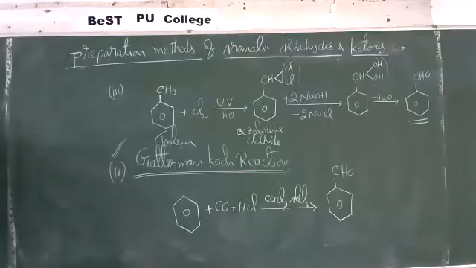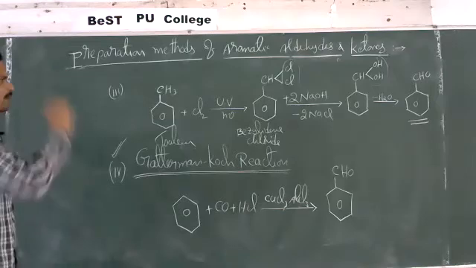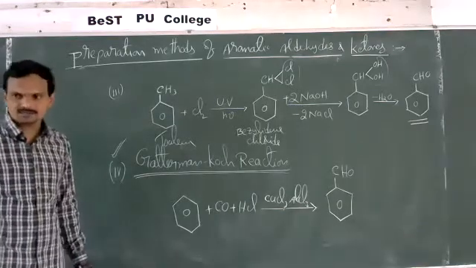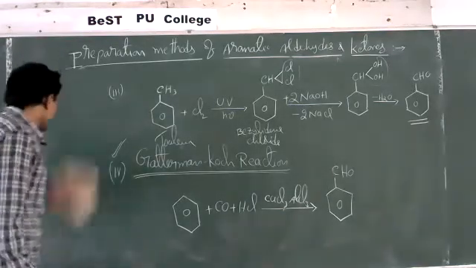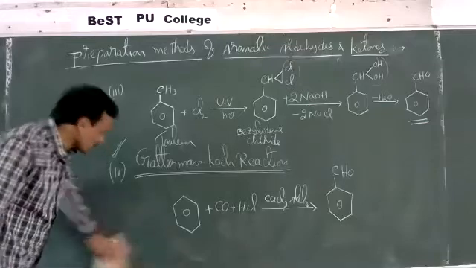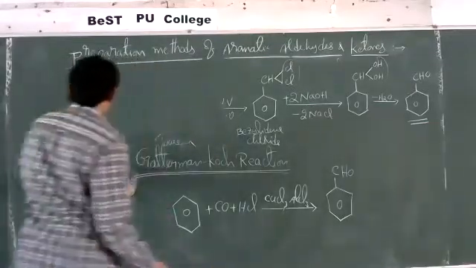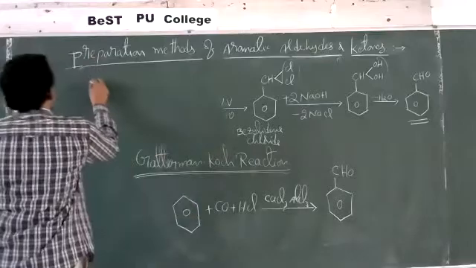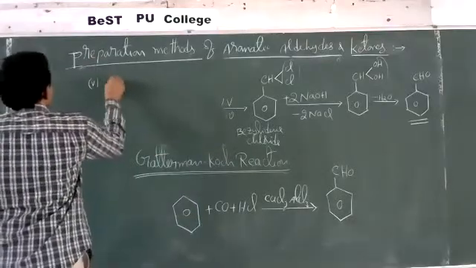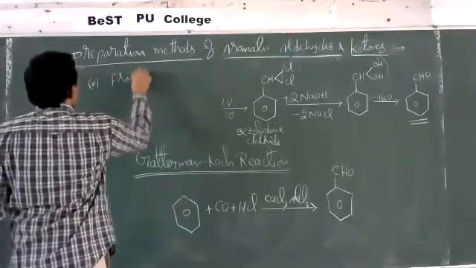All right. So these are the four preparation methods for the preparation of aromatic aldehydes. Now let us see how to prepare aromatic ketones. Just one method is there, nothing but Friedel-Crafts acylation.